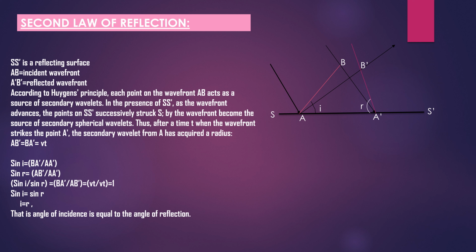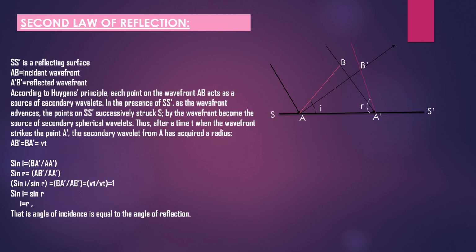Now we'll use the Huygens principle. After a time t, when the wavefront strikes the point A dash, the secondary wavelet from A has acquired a radius which is equal to A B dash equals B A dash, which is equal to velocity times time. That is according to the Huygens principle.